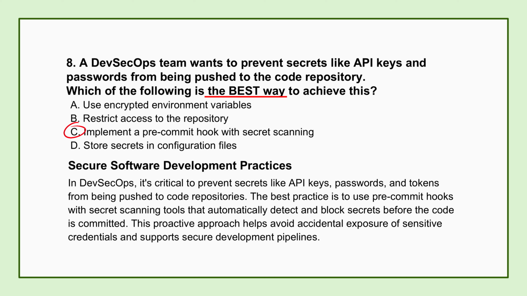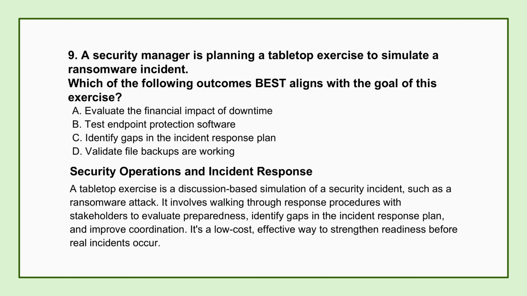What about the other options? Using environment variables is good practice for using secrets, not checking them into code. Restricting access helps, but doesn't stop someone with access from making a mistake. Storing secrets in config files can also be risky if not managed perfectly. The pre-commit hook really embodies that shift-left idea, catch the problem as early as possible in the development cycle. Makes perfect sense.